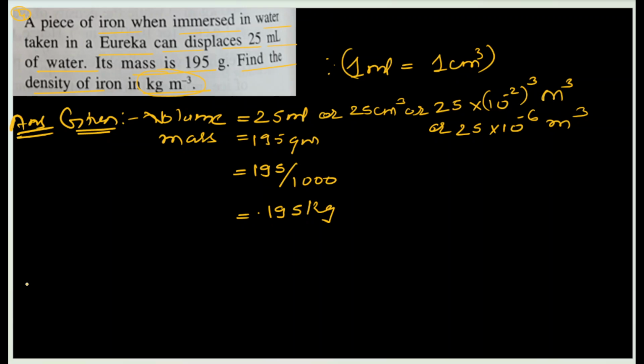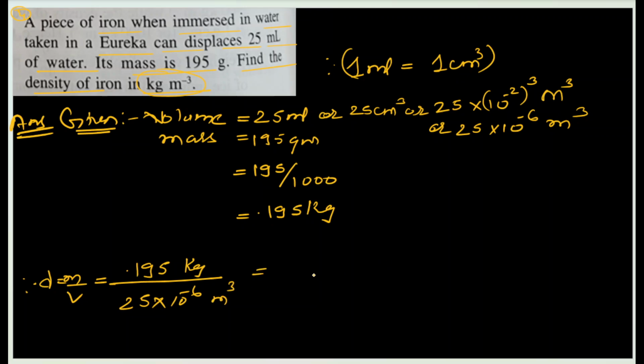Now after that you need to place D is equal to m by V. M is your what? 0.195 kg divided by 25 into 10 to the power minus 6 meter cube. Okay. So after that, what you need to do? You need to find the answer of that.